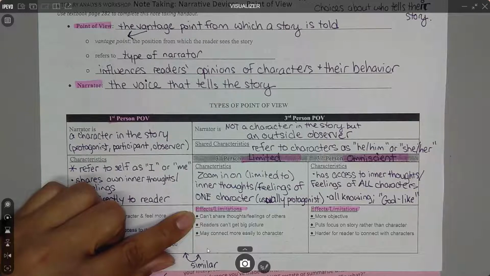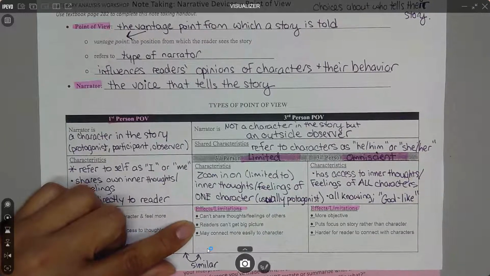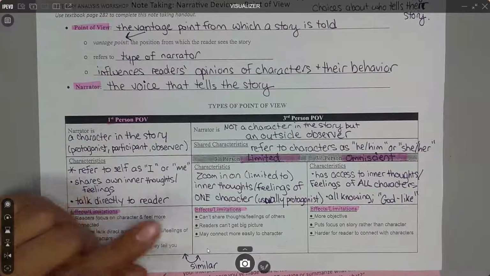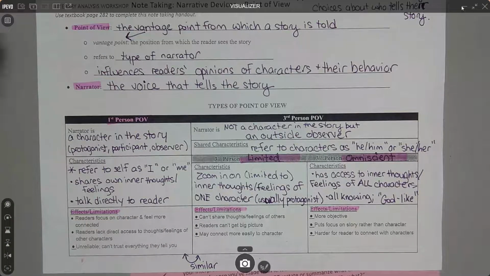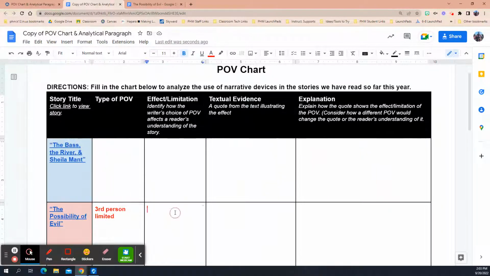And you'll notice that for third person limited point of view, there are three effects or limitations that I could talk about. The one that I'm going to choose, I think, is that readers can't get the big picture of what's going on. And we can't. So that's why we don't understand why the townspeople are so upset until we see what Mrs. Strangeworth does later in the story, and we're able to make that inference. So I'm going to write right here, I'm just copying from my notes, readers can't get the big picture.